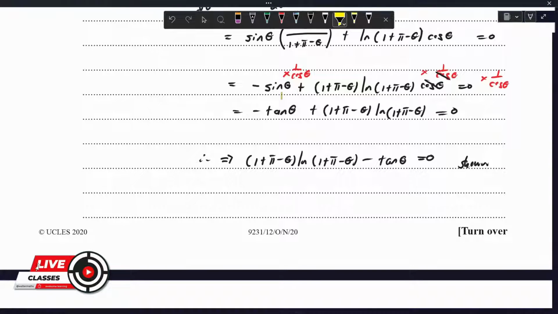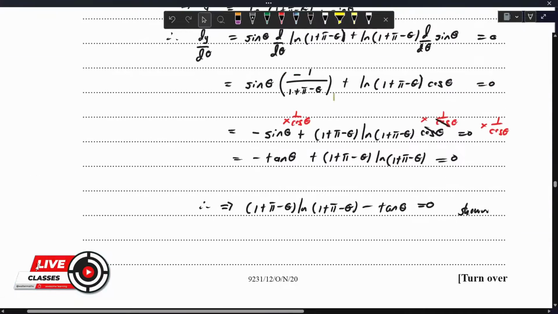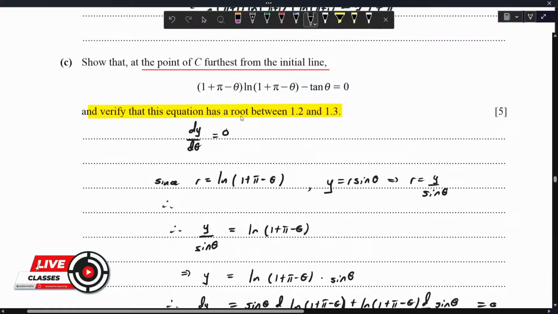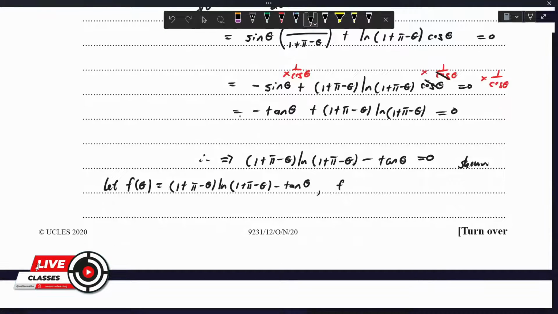So we can just say, do we have space? Not anymore. Let f(θ) be equal to (1 + π − θ) ln(1 + π − θ) − tan θ, and then we find f. They say which values, 1.2 and 1.3. f(1.2) equals, and f(1.3).